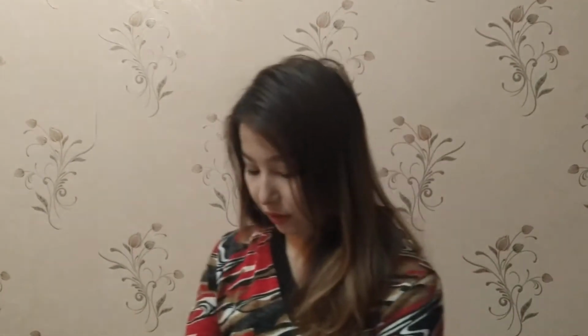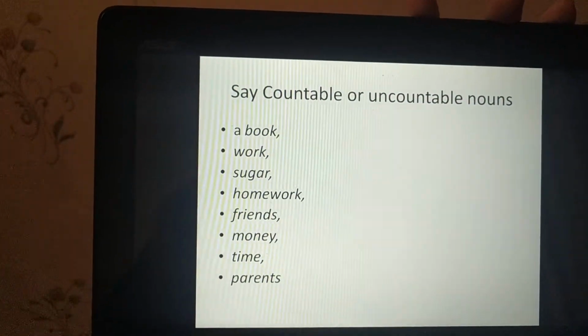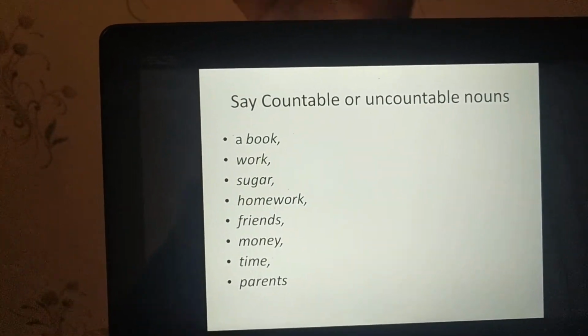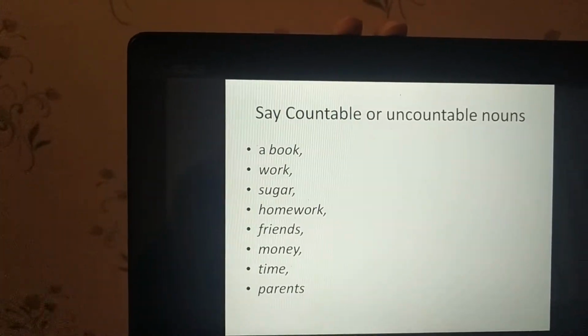Good. So, today I have prepared one activity for you before we start our lesson. Then we move on to the lesson, okay? So, please look at the slide here and tell me whether these vocabulary words are countable or uncountable nouns. What do you think?